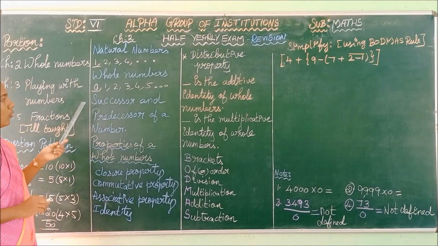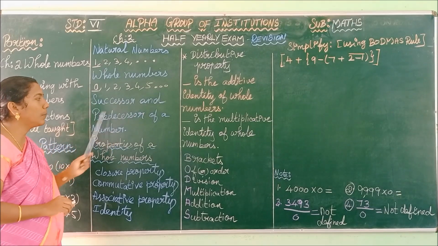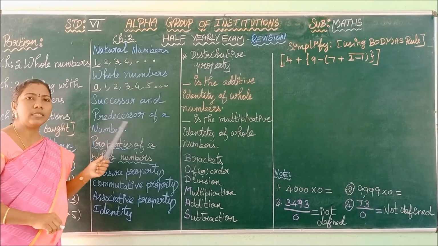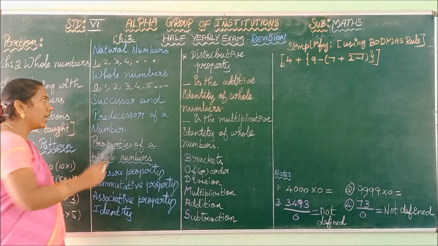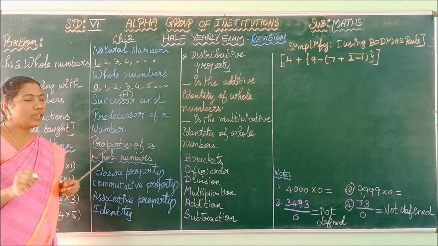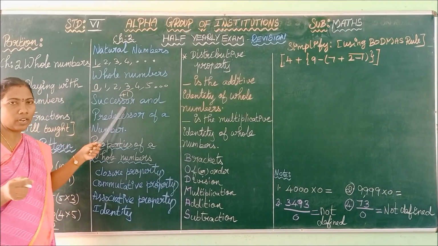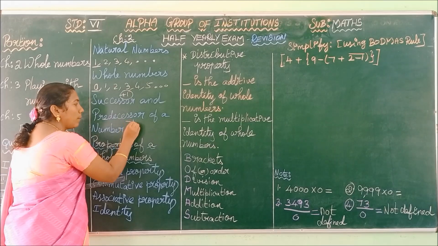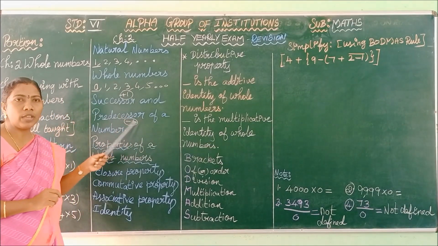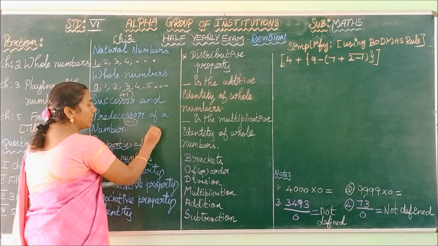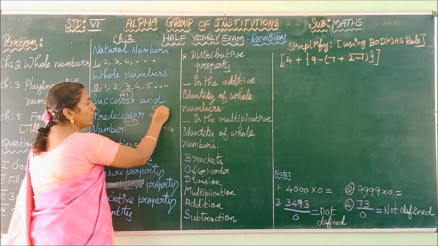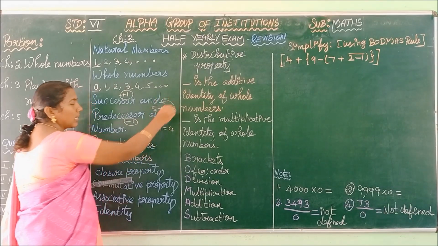Next we are going to see the concept of the successor and the predecessor of a number. How do you find the successor and the predecessor of a given number? By adding 1 to the given number, we get the successor of the given number. Similarly, if you subtract 1 from the given number, we get the predecessor. Suppose the given number is 5: 5 minus 1, 4 is the predecessor; 5 plus 1, 6 is the successor of the number.